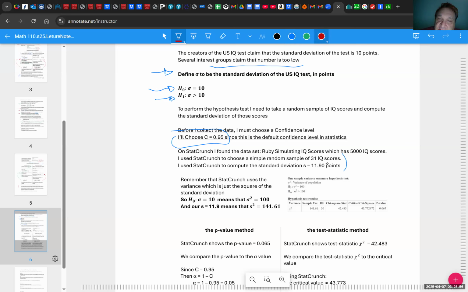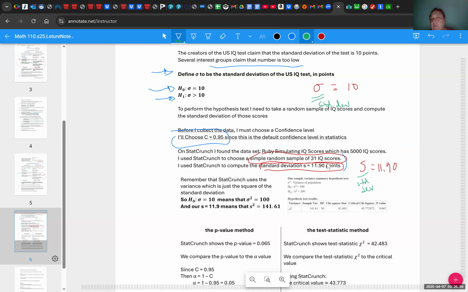Maybe I didn't make this really clear on here, but the sample, a random sample of 31 IQ scores, had a sample standard deviation of 11.90. So S is 11.90, and that came from our original null hypothesis of 10. And the reason why I'm trying to emphasize this is, remember, this is a standard deviation. This is not a variance. This is a standard deviation, not a variance.